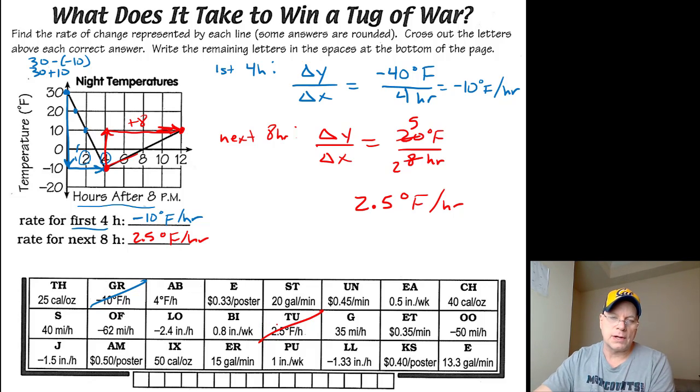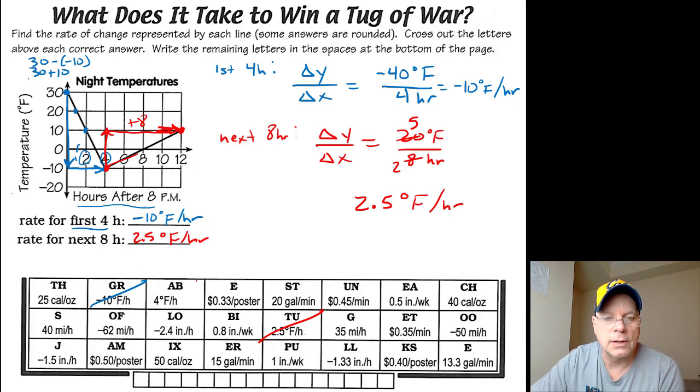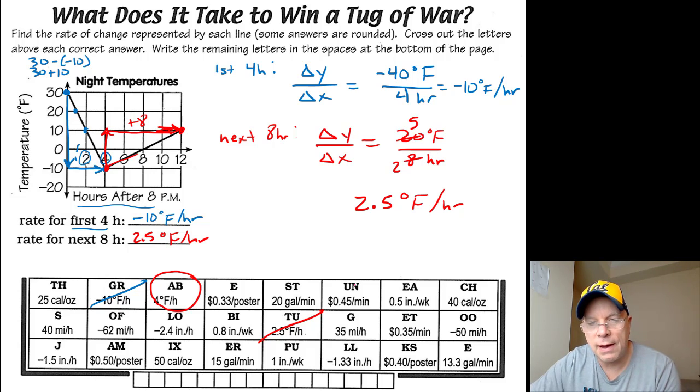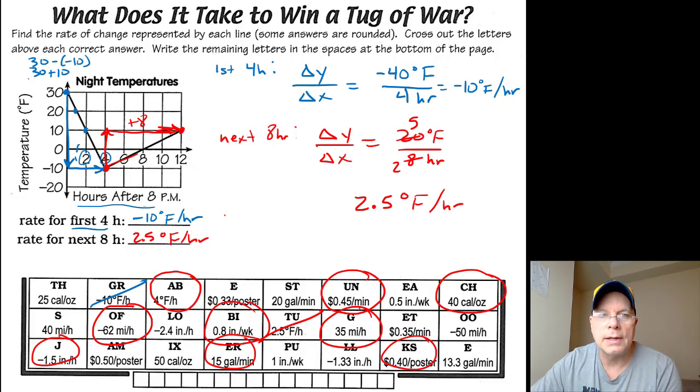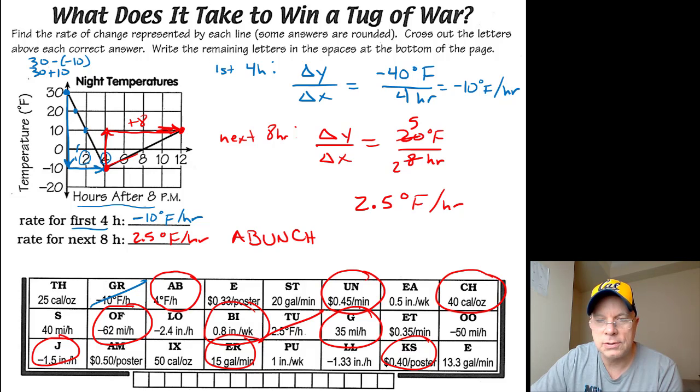Now, I didn't cross off every one as we went, but I know the answer to this riddle. Here's what you should have left at the end. That one, that one, that one, that one, that one, that one, this one, and this one. And so what does it take to win a tug of war? A, B, U, N, C, H, O, F, B, I, G, J, E, R, K, S.